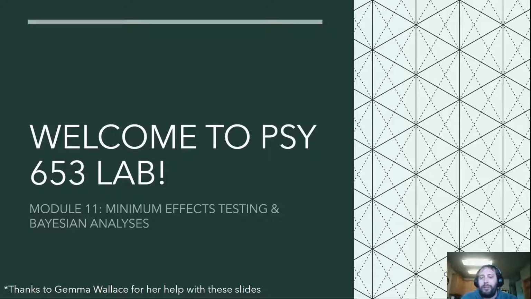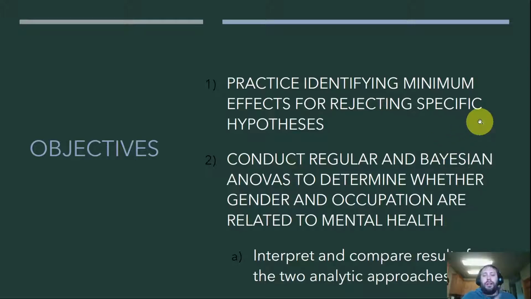Today for this module we're going to be talking about minimum effects testing and Bayesian analyses. As you can tell, there are two different types of subjects, but they're actually kind of interrelated with each other. The first thing we're going to talk about is practice identifying minimum effects for rejecting specific hypotheses. Essentially, that means instead of comparing to just the nil hypothesis, now we're going to be comparing to different hypotheses. Does this explain 1% of the variance or 2% of the variance or something like that? And then we're also going to conduct regular and Bayesian ANOVAs to determine whether gender and occupation are related to mental health. So we're going to take our first step into Bayesian analyses in this lesson.